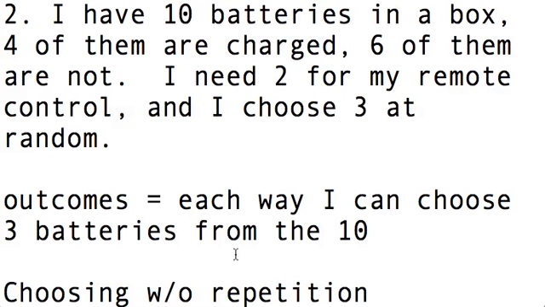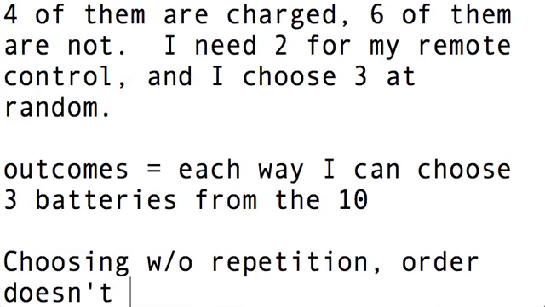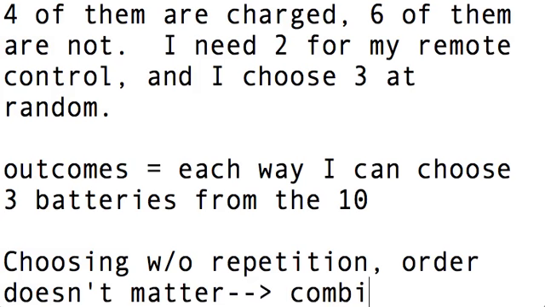because I want to find 2 working batteries. If I keep pulling the same one out, even if it's good, I can't stick it into my remote control twice and hope it works. Anyway, we're choosing without repetition, but the order that I choose in doesn't matter, because the set of 3 batteries is just the set of 3 batteries. I just pull out 3 batteries. Whether they're good or not doesn't really affect the order that I pull them out. So this means that this is a combination.